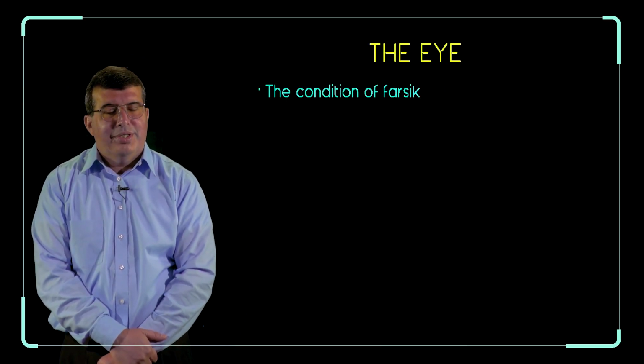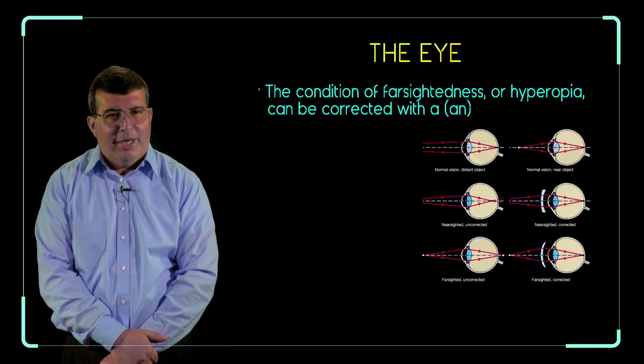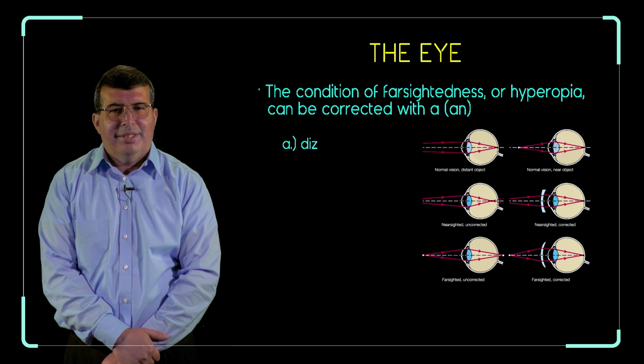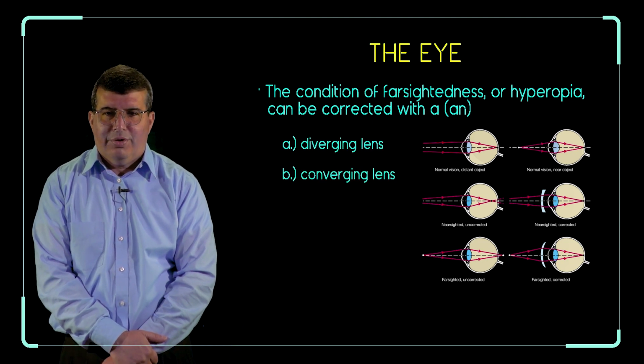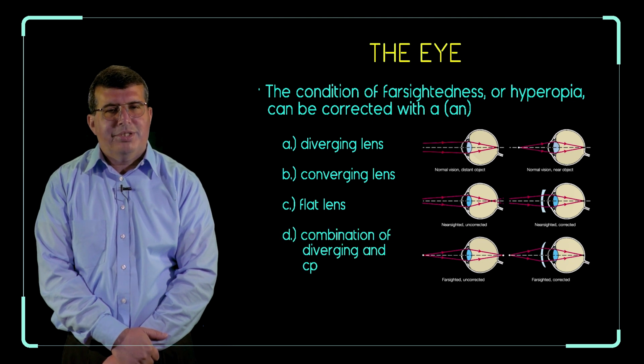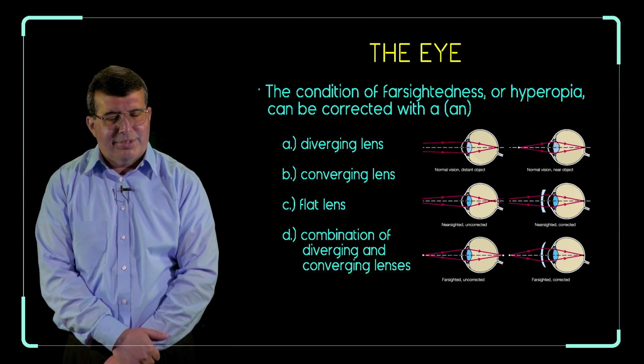Okay, so that is why if you are farsighted, you have lenses with a positive focal power, and if you are nearsighted, you have lenses with a negative focal power. Our final question is: the condition of farsightedness, or hyperopia, can be corrected with A, diverging lens, B, converging lens, C, flat lens, or D, combination of diverging and converging lenses.